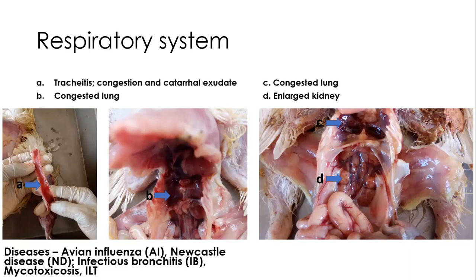So, we try to put some diseases that can present this, but this is not exhaustive. We still expect that you do more of your work to add more diseases that can present this to what we have already named here. So, we have avian influenza can present these pictures. We have Newcastle disease can present this picture. We have infectious bronchitis. We have mycotoxicosis. We have infectious laryngotracheitis. All these can present some of these pictures that we are seeing here.